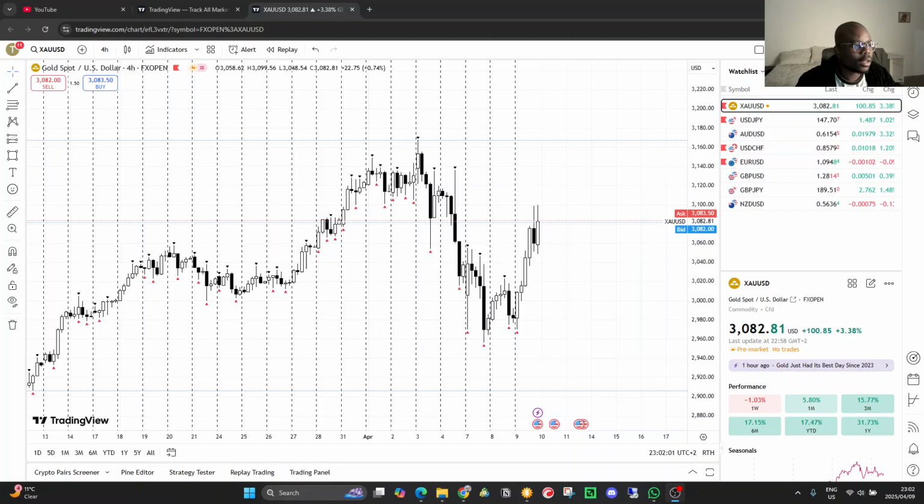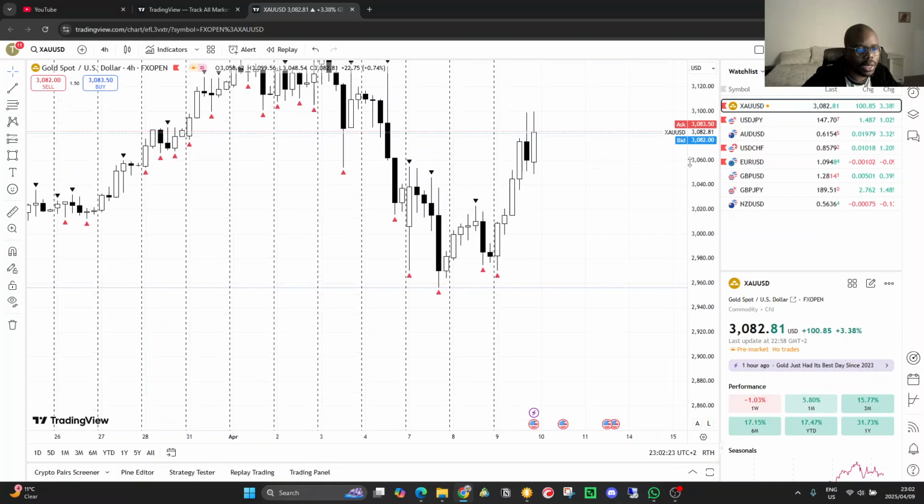Yeah guys, so I'll be just sharing a few things. Today I'm just gonna give you information on what is a fair value gap, right? Some call it an imbalance. So without wasting any time, let's jump right into it. So yeah guys, what is a fair value gap?